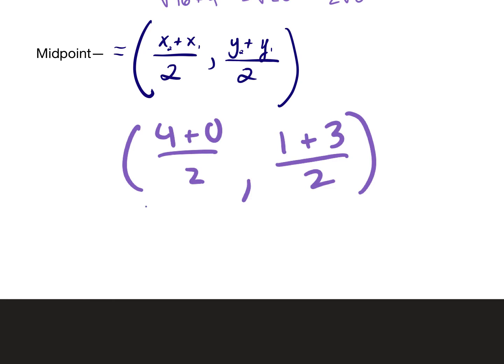So 4 plus 0 would be 4. So I have 4 over 2. And 1 plus 3 is 4. So I have another 4 over 2. What does 4 over 2 simplify to? 2. So my point would be 2, 2. So this is my midpoint.